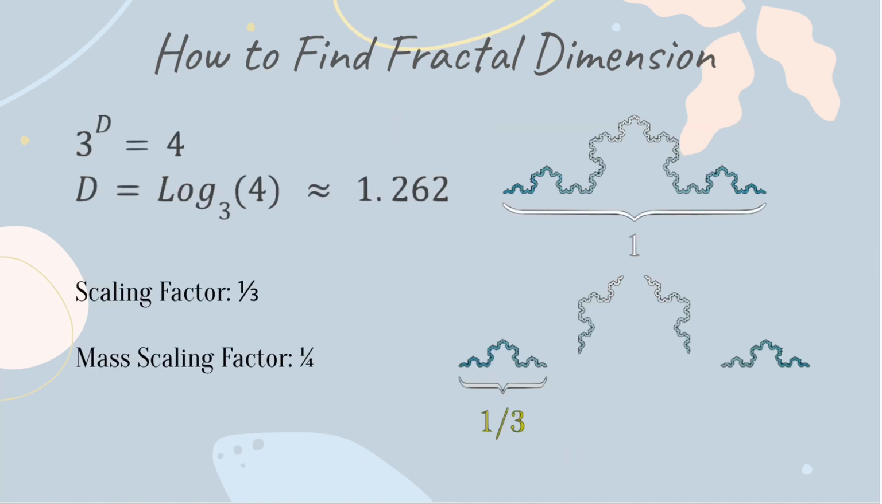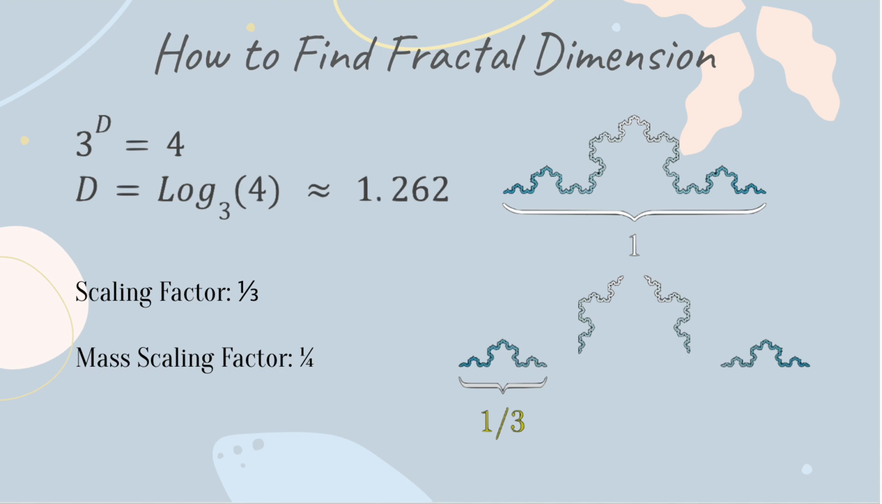So to find fractal dimensions, let's take the case of the Koch snowflake. It's been scaled down by a third, but the mass is scaled down by a fourth because it would take 4 of those subsets of the snowflake to create the one we started with. So to find that, we would do 1/3 raised to d, where d stands for the fractal dimension, and that would equal 1/4, which is, as we said, the mass scaling factor. And that's the same as 3 raised to d equals 4.